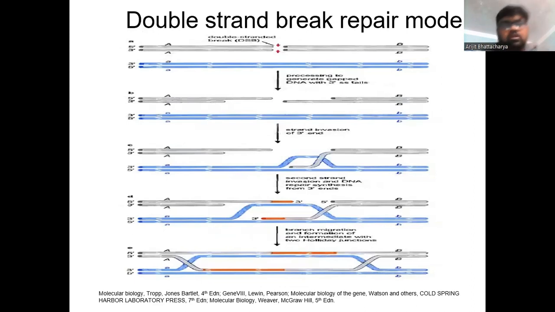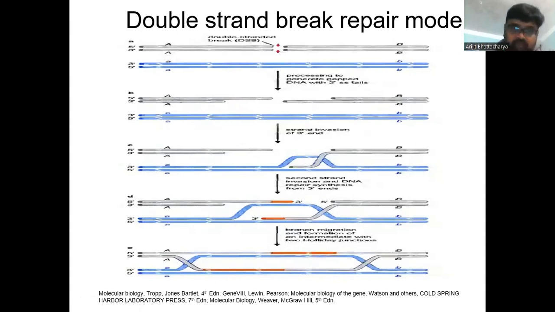Then there is another model which is called the double strand break repair model. This model was proposed when people understood how double strand breaks are repaired. Sometimes during exposure to X-ray or some other DNA damaging agent, double strand breaks can be induced, and this might result in recombination. So these double strand breaks will be recognized by some factor which will process them to generate DNA with some extended single strand. So these are sort of cohesive ends with extended single strand, 3' end extended.